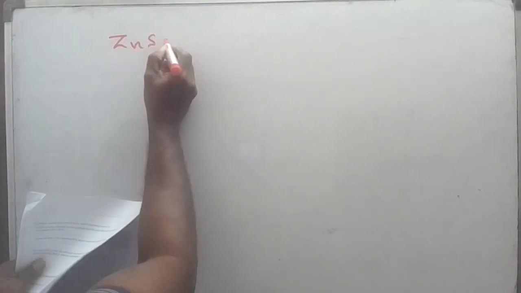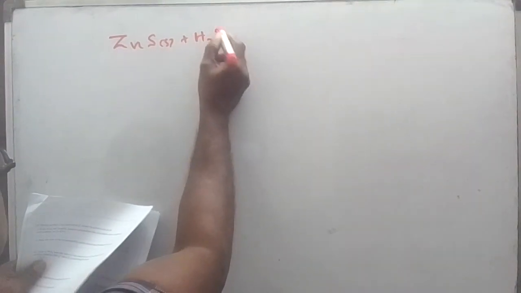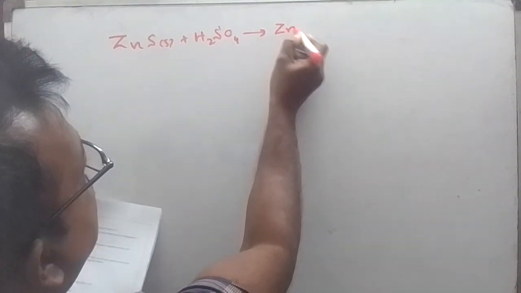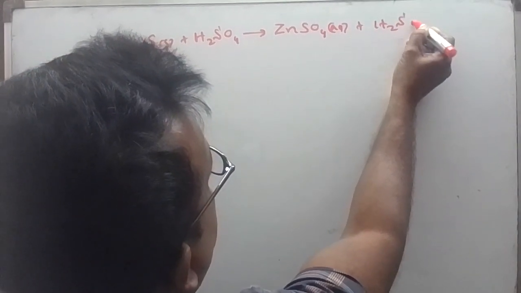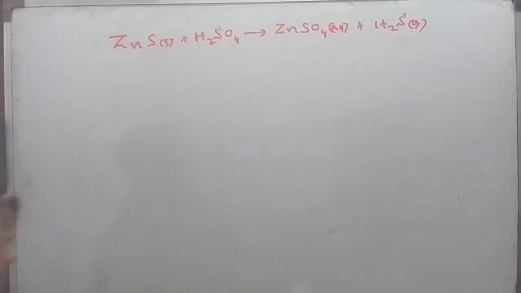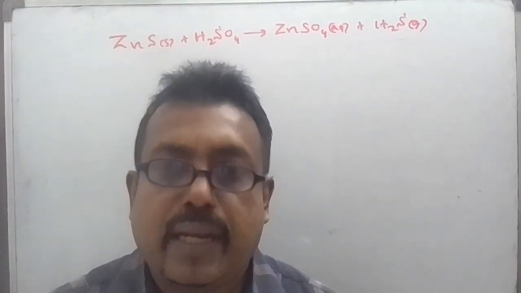Now let's see what the reactions are. A is zinc sulfide, a white solid. It reacts with dilute sulfuric acid, liberating the colorless gas B and giving a clear solution. So you can write the reaction between zinc sulfide and sulfuric acid that produces zinc sulfate aqueous and H2S gas. So it is the balanced chemical reaction, right?